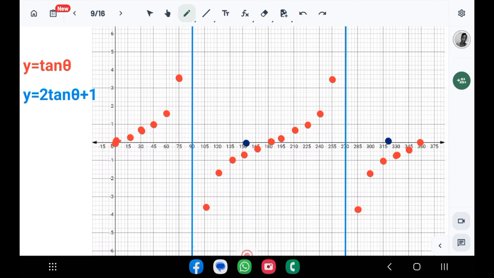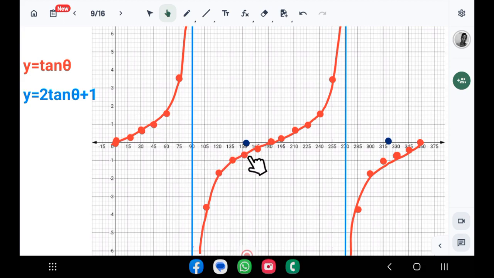Okay, let me fix that. All right. Now we join these other ones. And then we join the last bit of the y equals to 10 feet. Now we draw the graph of y equals to 2 tan theta plus 1.